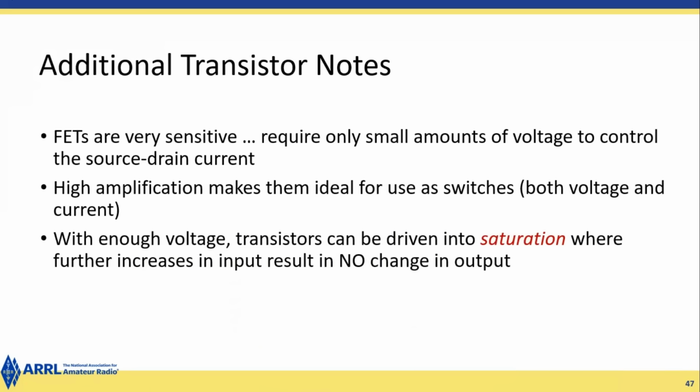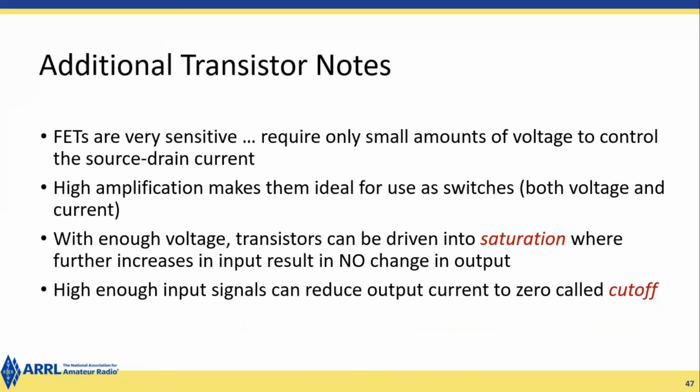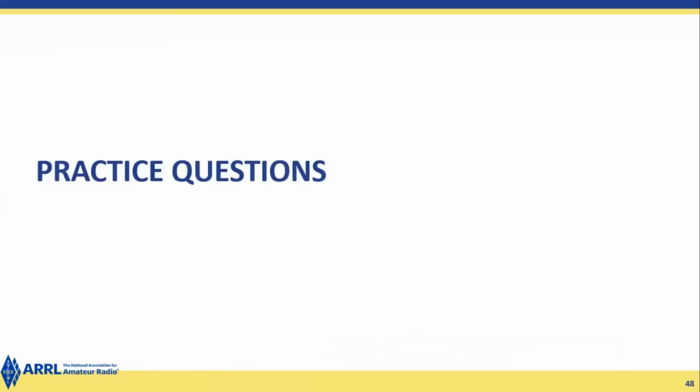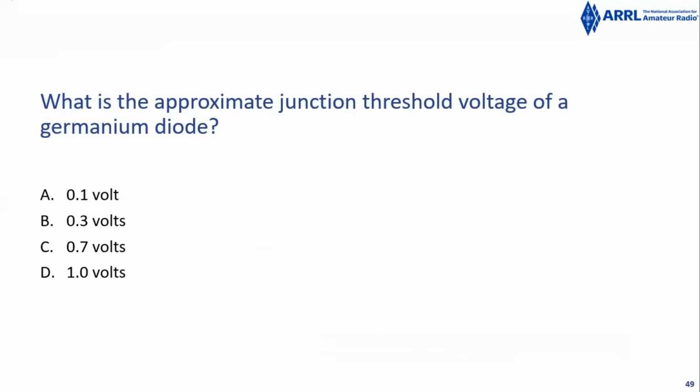With enough voltage, transistors can be driven into saturation, where further increases in input results in no change in output. High enough input signals can reduce output current to zero, which is called cutoff. Saturation and cutoff conditions are excellent representations of digital on-off signals in logical circuits.